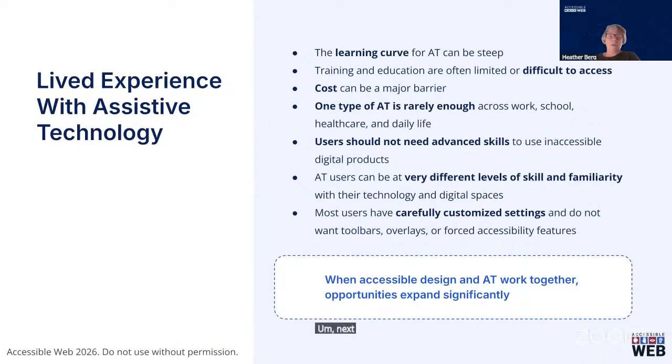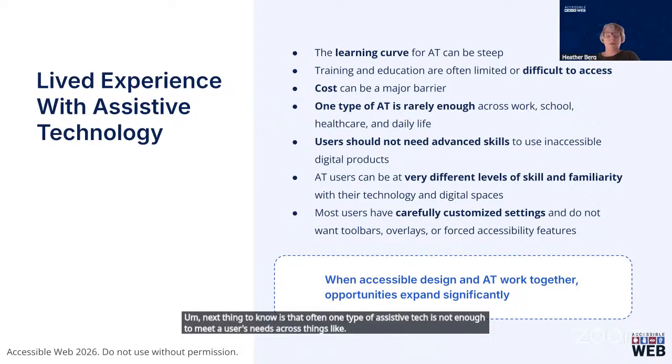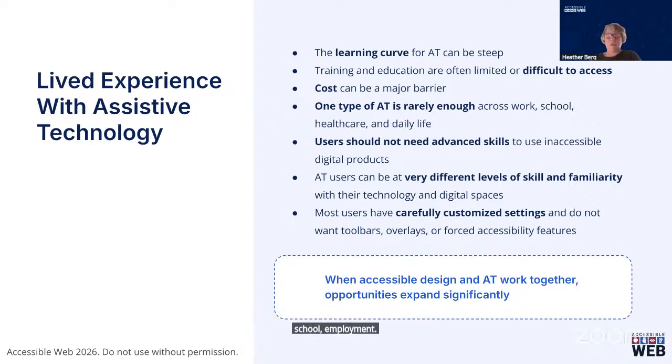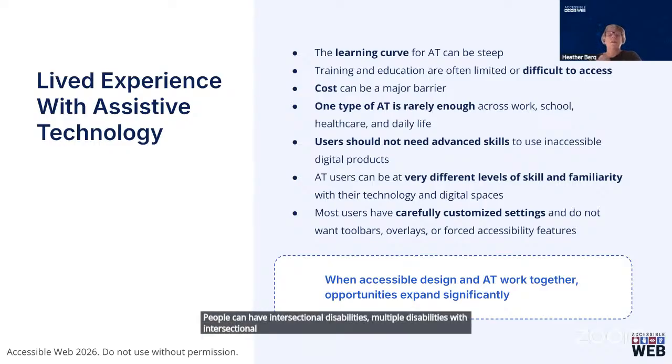Next thing to know is that often one type of assistive tech is not enough to meet a user's needs across things like school, employment, recreation, and all sorts of different areas where we find ourselves in the digital space. And this happens in a couple of ways. So first of all, I mentioned those categories of folks who might be using assistive tech. People can have intersectional disabilities, multiple disabilities with intersectional needs, meaning that they need to use more than one type of assistive tech. So maybe they use a screen reader and a switch control.